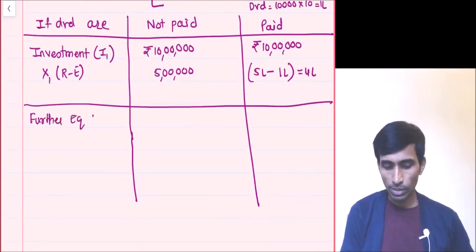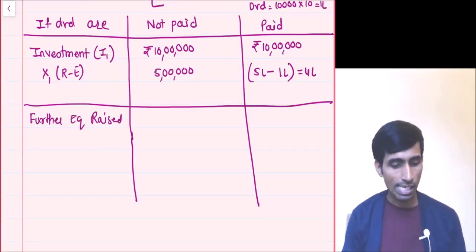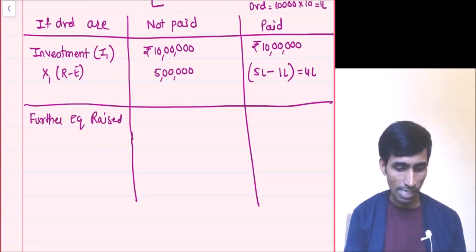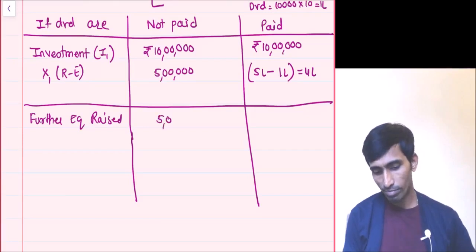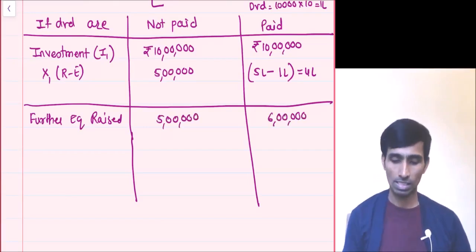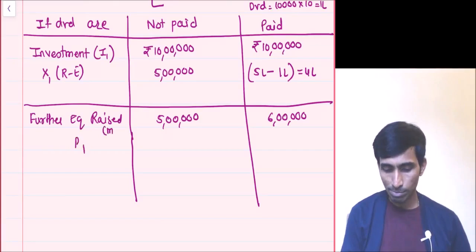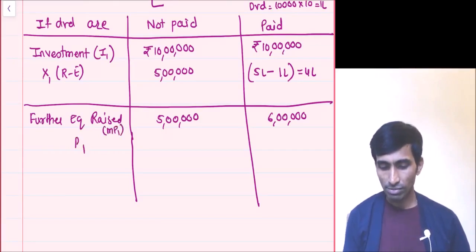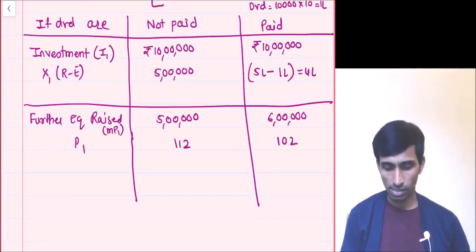Further, equity raised. Investment is 10 lakhs. Fine, 5 lakhs I have, so how much do I have to raise in equity? 5 lakhs. In the dividend case, 10 lakhs minus 4 lakhs, 6 lakhs. Okay, P1. So this is nothing but M into P1. If dividend is not paid, then the price was 112. If dividend is paid, 102. So I can calculate M. M is equal to MP1 upon P1.